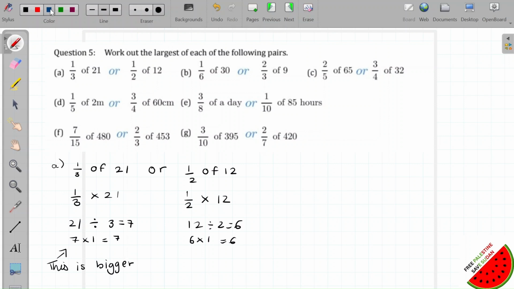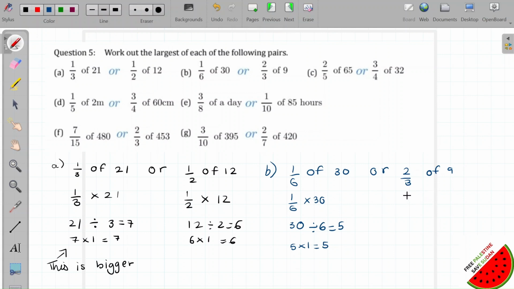We'll try B. 1/6 of 30, or 2/3 of 9. So 1/6 of 30 is 1/6 times 30. Then I divide by the denominator. 30 divided by 6 is 5. Multiply by the numerator. 5 times 1 is 5.